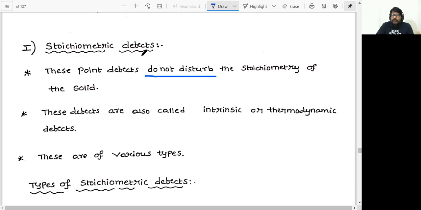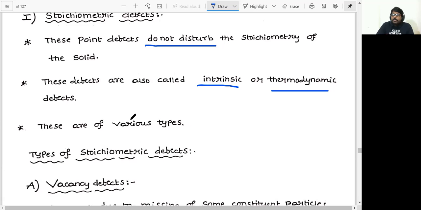Hence, these are said to be stoichiometric defects. The other names of stoichiometric defects are intrinsic defects or thermodynamic defects. Intrinsic defects are thermodynamic defects because of temperature. Sometimes these kinds of defects are observed due to internal changes at a temperature. And these are further classified into different types.